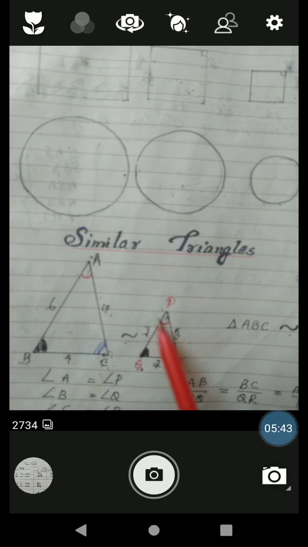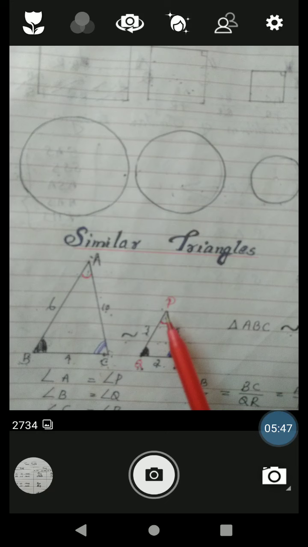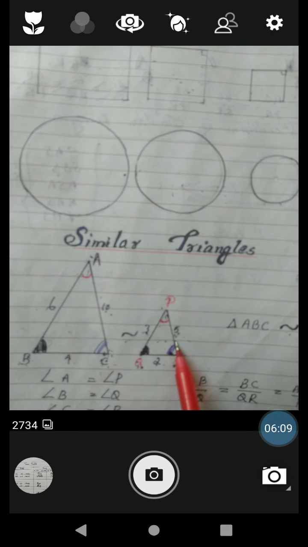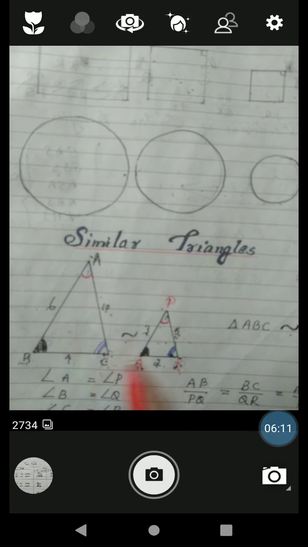And angle A equals angle P. Therefore, opposite of angle A is BC, and opposite of angle P is QR. So these are the corresponding sides. In this way we can find corresponding sides. And if we want to find corresponding angles in similar triangles, the angles opposite to proportional sides are corresponding angles. These two are the proportional sides, so the opposite angles are corresponding angles.